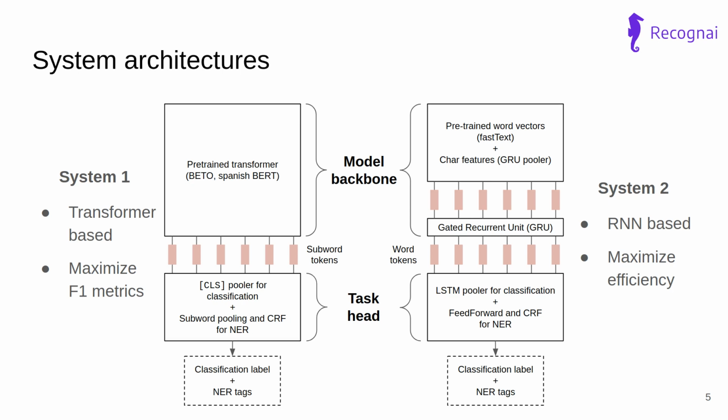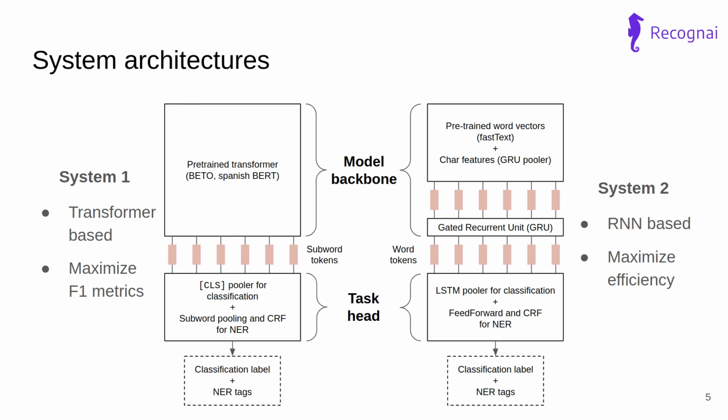In the task head, we solve both subtasks simultaneously. In System 1, we use a special class token to predict the classification label, and we use a simple subword pooling to predict the NER tags. In System 2, we use the last state of an LSTM to predict the classification label and apply a small feedforward before extracting the NER tags. Both systems use a conditional random field in the end to predict a valid sequence of IOB tags.